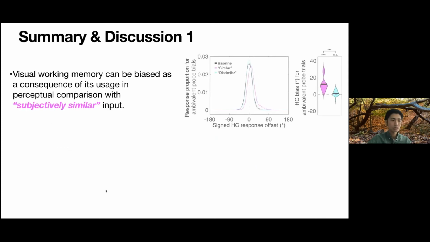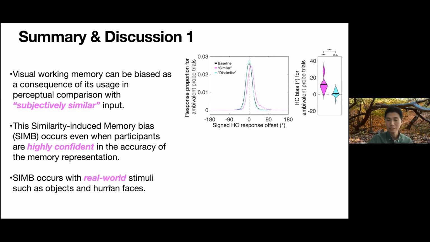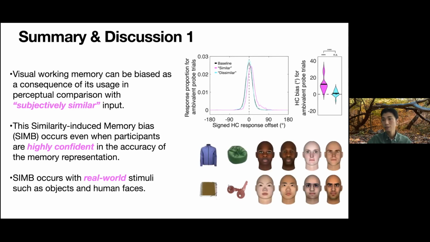Okay, so just to summarize what we've talked about so far: visual working memory can be biased as a consequence of its usage in perceptual comparison. And this bias occurs particularly when your working memory is compared to subjectively similar input. And this similarity-induced memory bias happens while people remain highly confident in the accuracy of memory. This is not limited to just simplistic stimuli. We were able to replicate this effect using real-world objects as well as human faces.